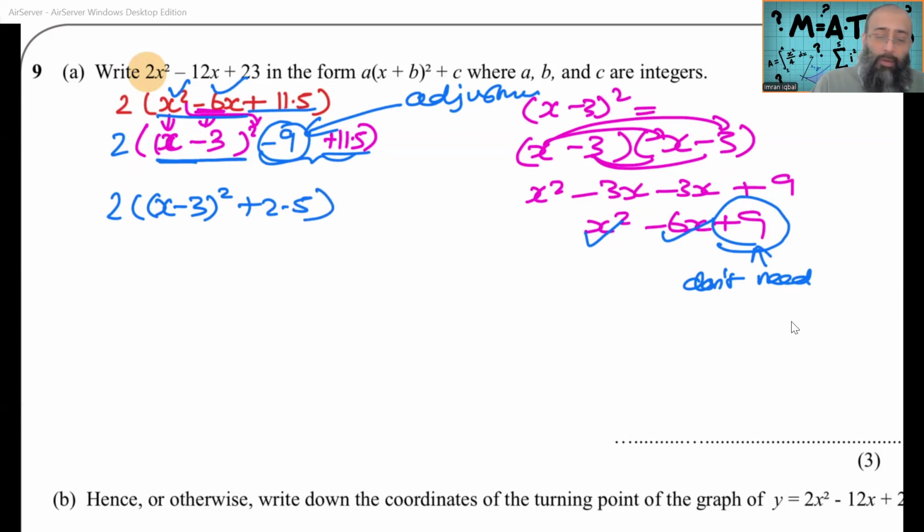Now we need to multiply the brackets. So multiply here and multiply here. So we're left with 2 lots of (x minus 3) squared. So when I say multiply the bracket, I don't mean multiply out as a double bracket, just 2 times the bracket and leave it on the outside. And then 2 times plus 2.5 will give us 5. Okay, so now we have reached this stage. So this is now looking quite nicely like what they've asked us in the question.